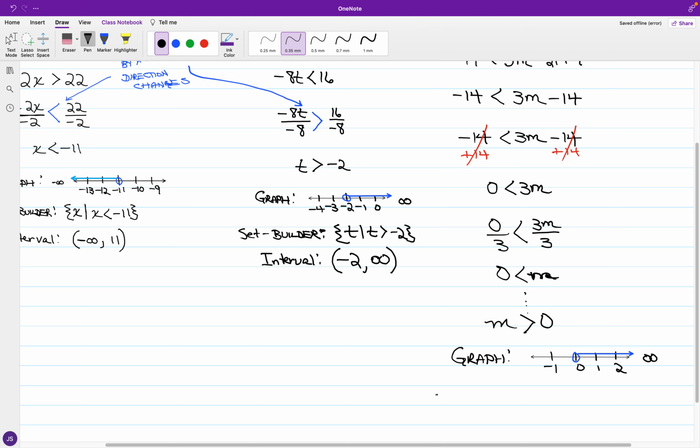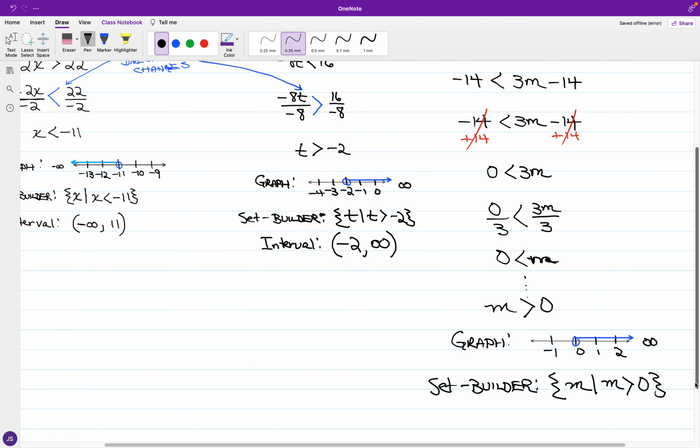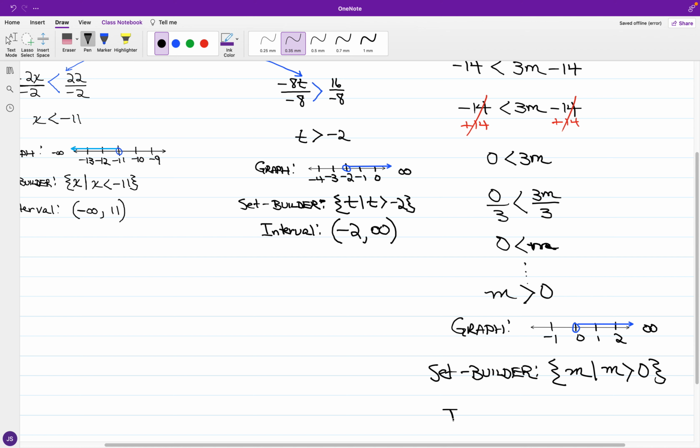All right. And just for the set builder form, we have the set of all values of m, and again, repeat the inequality, whereupon m is greater than 0.